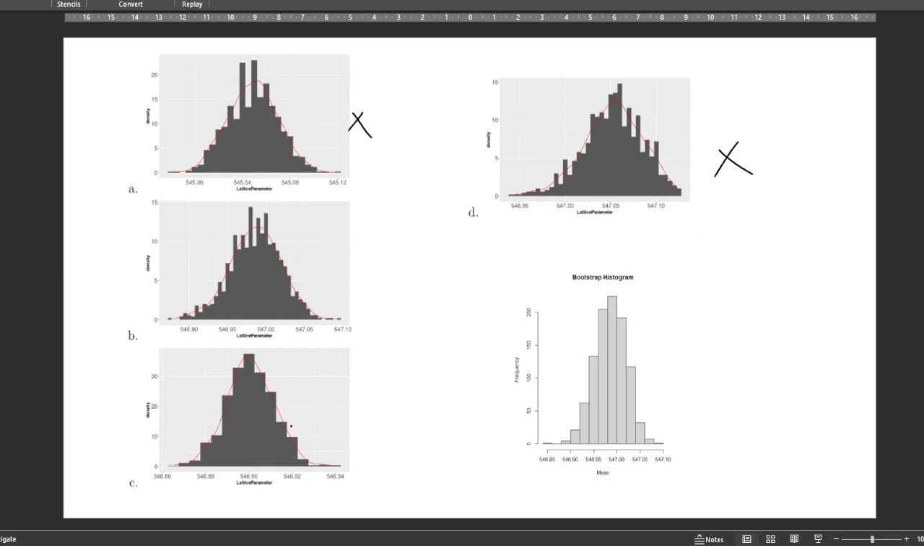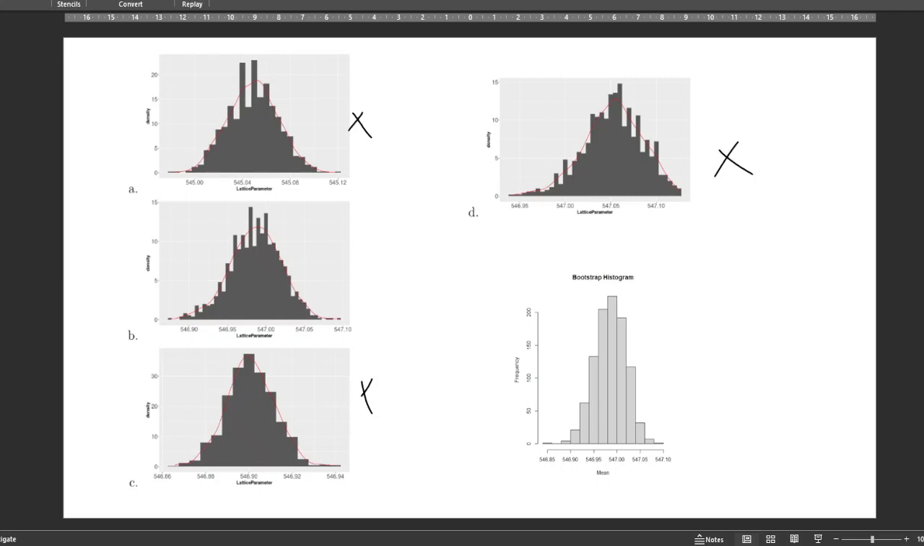And if you see C, its mean is falling exactly on 546. This is also not correct. It should be a little offset from the 546. So in this case, if you see, it is closer, it's more than 546. 546.95. If you find the mean of that, it's also almost right.